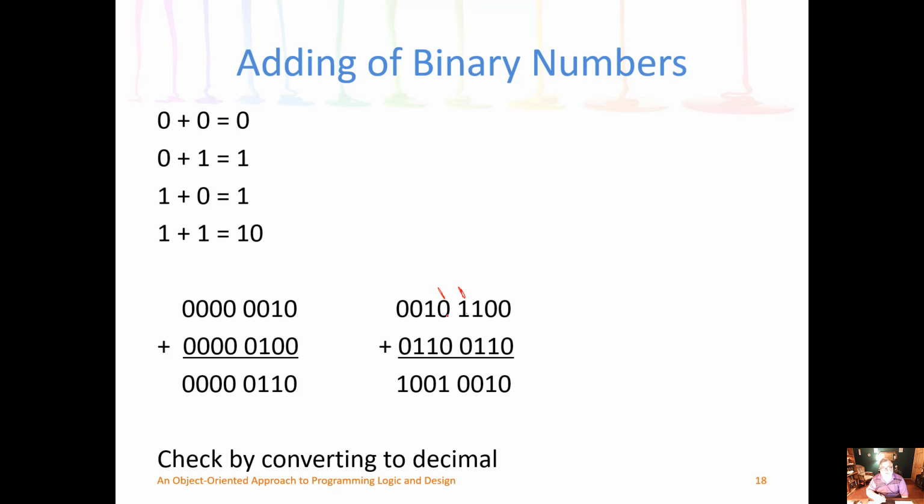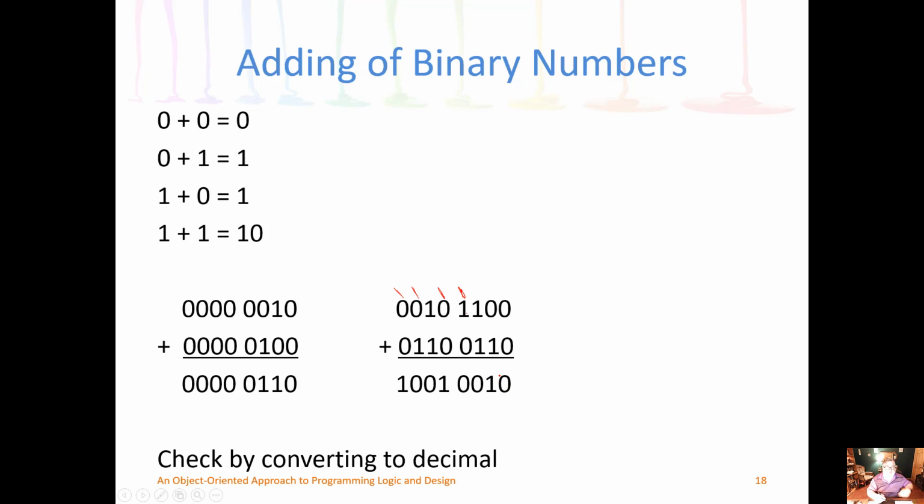And so carried here. 0 and 0, 0, plus I have a 1 to carry, so it brings it down to 1. 1 and 1 is 0, carry the 1. 0 and 1 is 1, plus another 1, that's a 0, carry the 1. 0 and 0 is 0, plus the 1 carried is a 1. So this would be 1, 0, 0, 1, 0, 0, 1, 0.